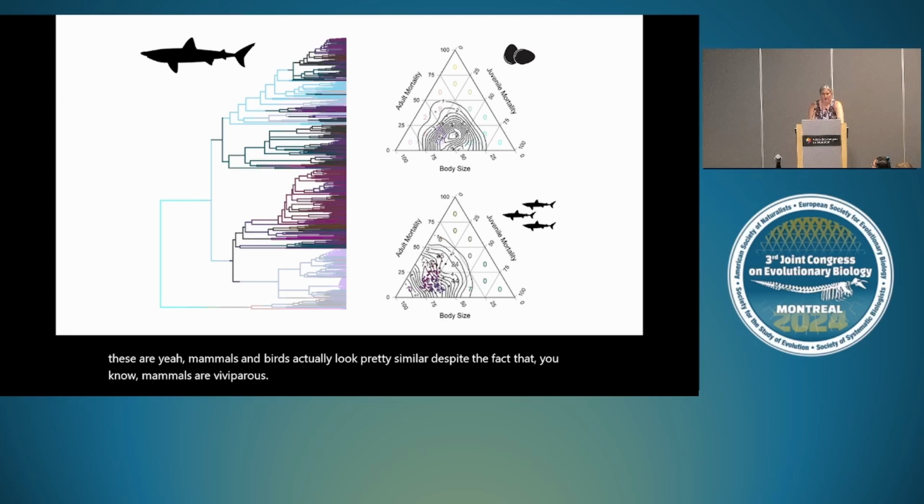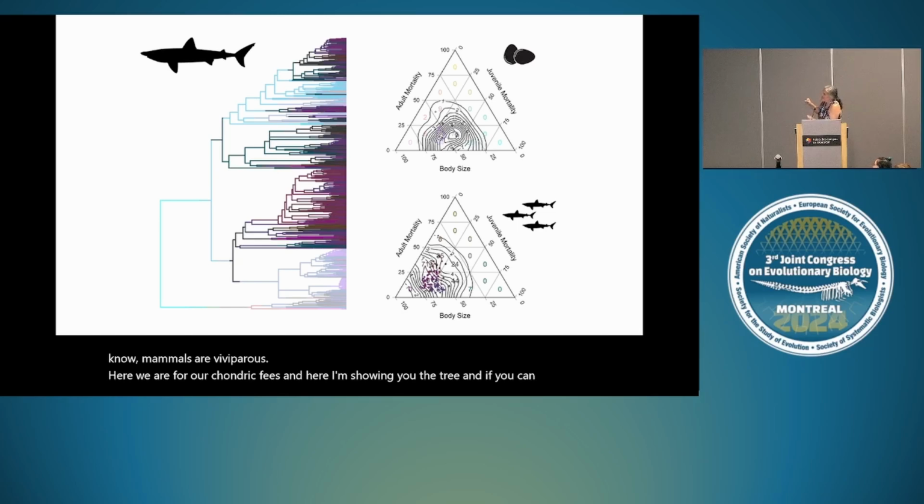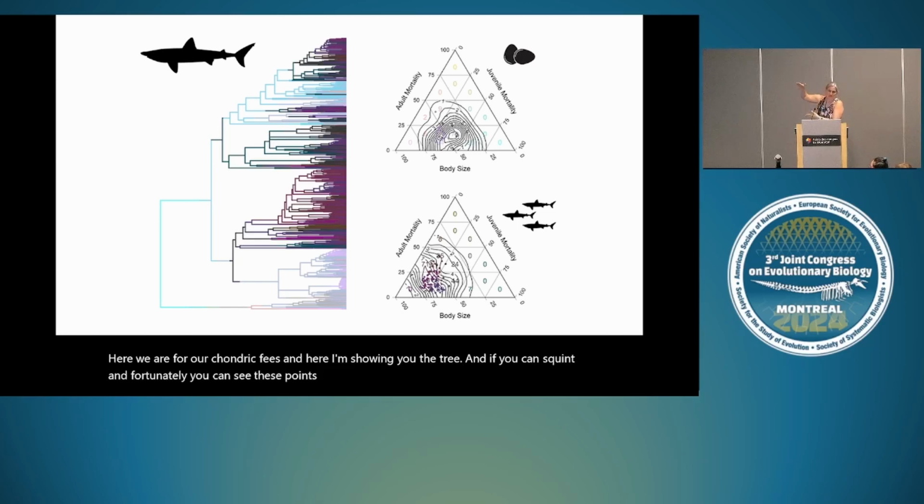Now, here we are for our chondrichthyes, and here I'm showing you the tree, and if you can squint, you can see these points. The color of each lineage is reflected in the color of the point. I guess you can't really see that. But what we see here is among egg-laying chondrichthyans, they're primarily here in life history space. When they evolve viviparity, they go over here.